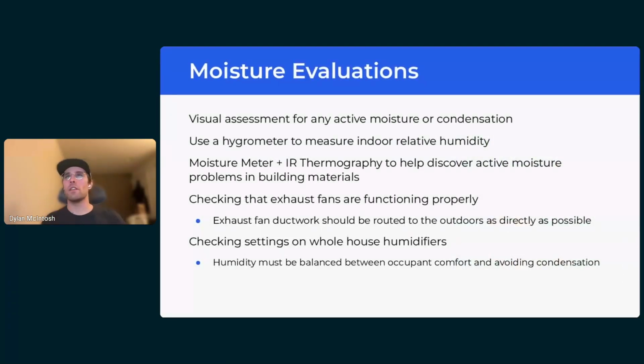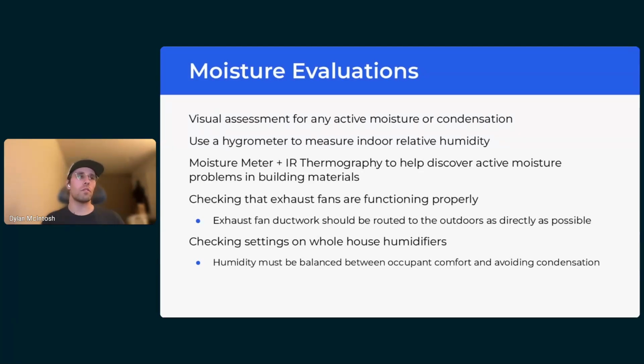So, as with any good mold inspection, you should be considering how you're evaluating for moisture. So visual assessments are always good. If you're a home inspector, you're probably always on the lookout for water damage, either current or past. If you're using a moisture meter or an infrared camera, those are really great tools to help track down these water problems. You can visually see if there's condensation occurring. Now, you're only at the property for an hour or two, and it may not be the coldest day of the year.